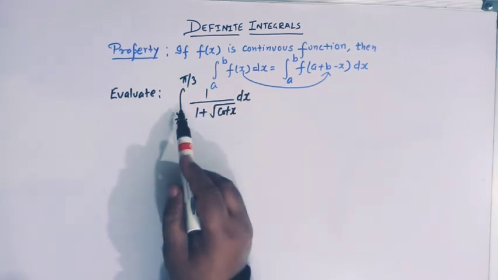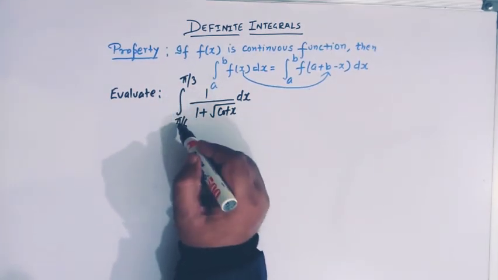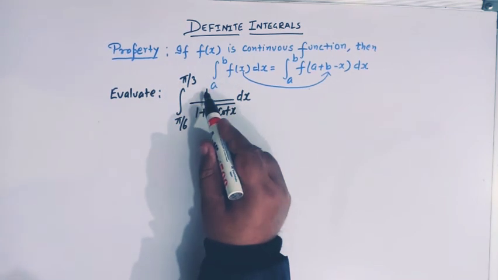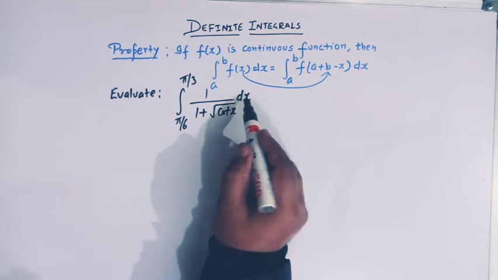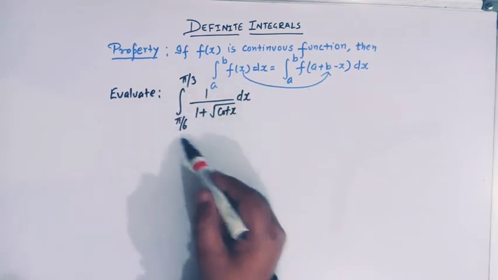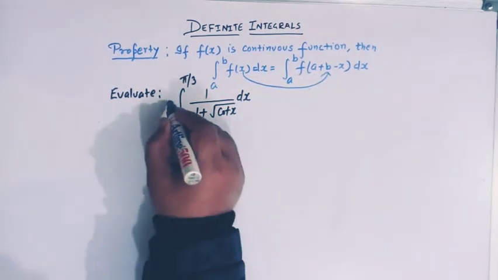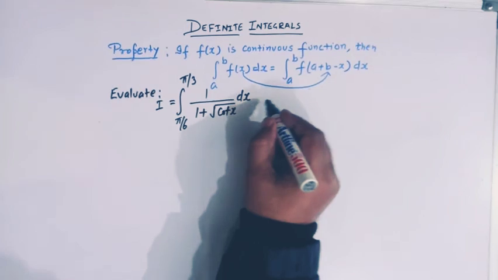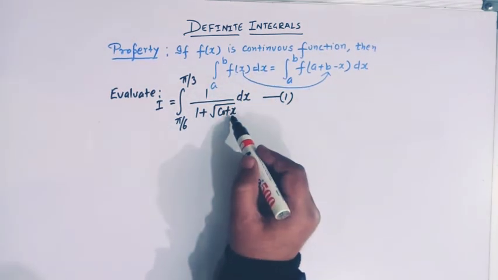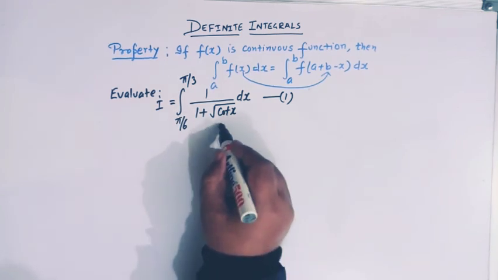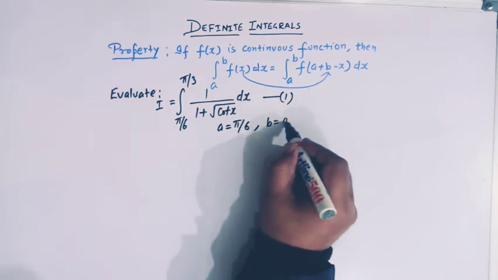Now let us solve this problem, and here we have the integral from pi by 6 to pi by 3 of 1 over 1 plus square root of cot x dx, right? So here also we'll evaluate this definite integral with the help of this property. So let us first call this integral I, and here the value of a is pi by 6, the value of b is pi by 3.